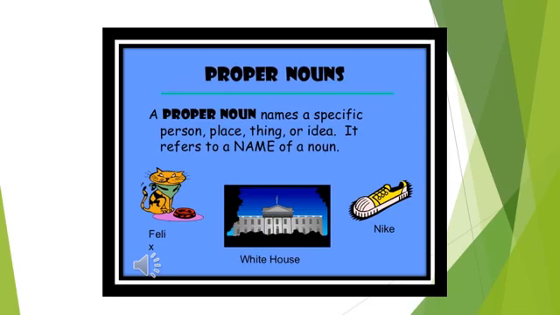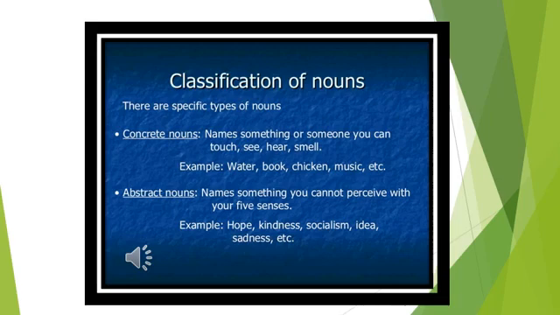Furthermore, there is a classification of noun. First is the concrete or material noun. It deals with something that we can touch and see with our naked eye, for example, book, water, music, chicken, etc. Now, abstract nouns. What are abstract nouns? Abstract nouns are those nouns which cannot be seen with our naked eye. We cannot touch them, but we can only feel them. All the emotions in the human body like love, hate, wisdom, kingdom, idea, sadness, etc., are types of abstract nouns.